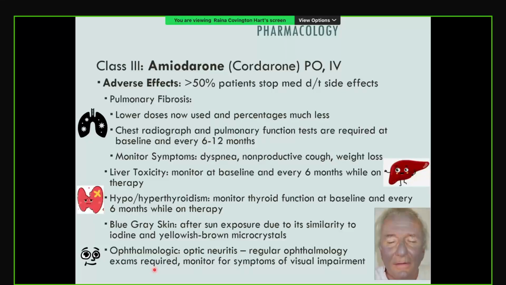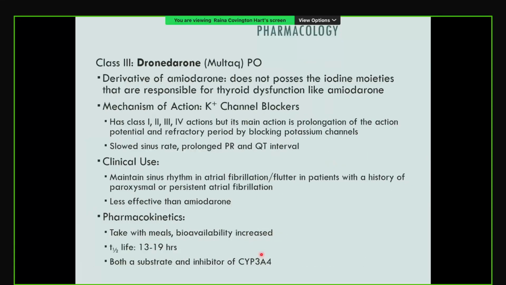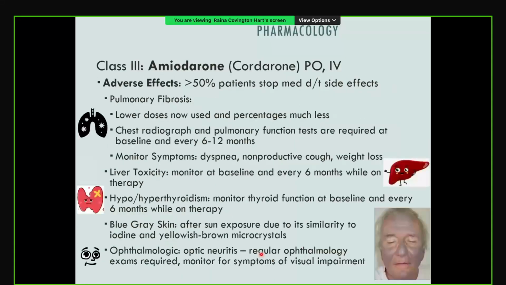Okay, so most of these you see, you're doing 6 months for my palm, 6 months for my liver, 6 months for my thyroid, my blue-gray skin, you're gonna see it, my eyes, okay? So those were all of your adverse effects, but these are all things that you're also monitoring in these adverse effects, okay? This slide has both.